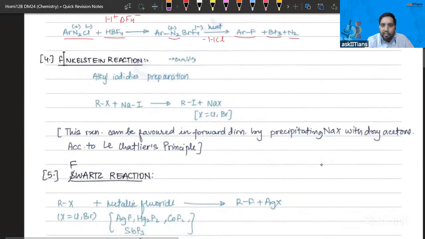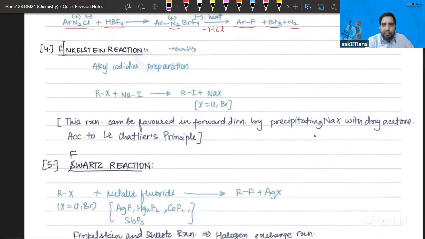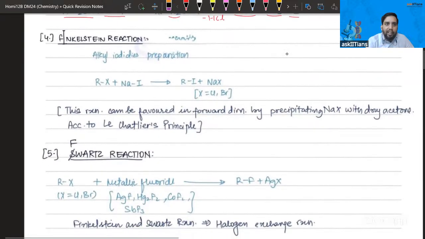Those were the reactions from haloarenes. Now from haloalkanes, the name reaction is the Finkelstein reaction. Finkelstein reaction is also known as the halogen exchange reaction. In the Finkelstein reaction, we take alkyl halide RX. The important thing to note here is that X can be chlorine or bromine. Only chlorine and bromine we have to take. We are going to react it with NaI.